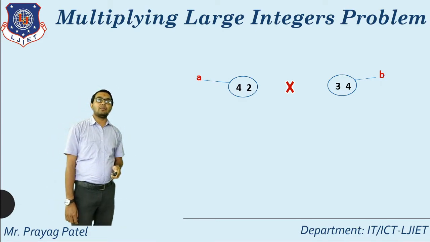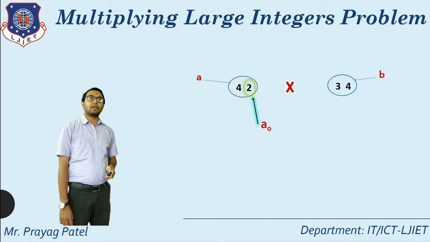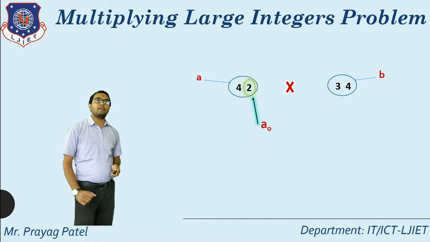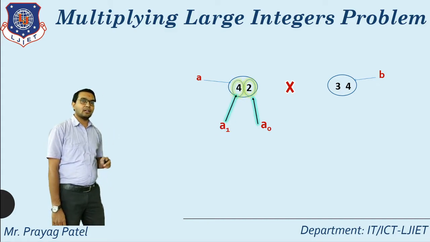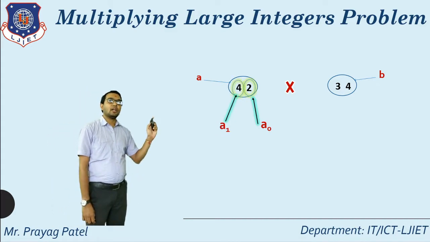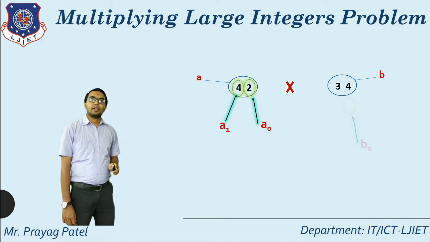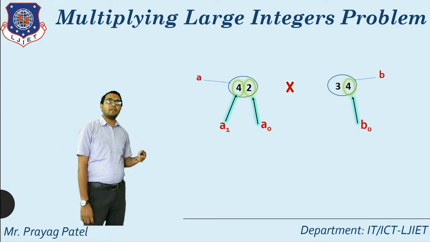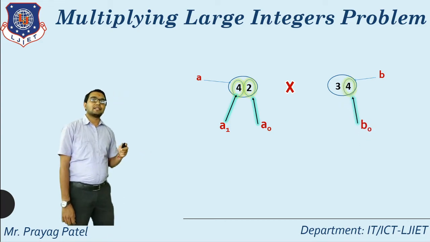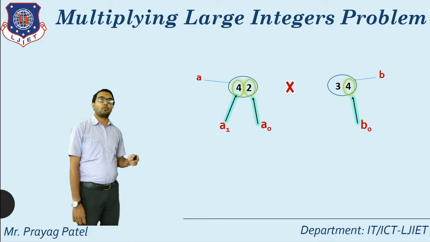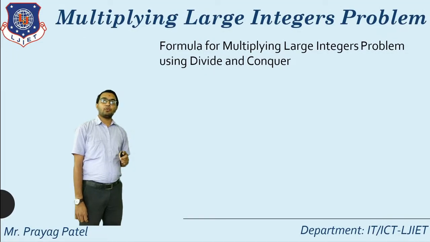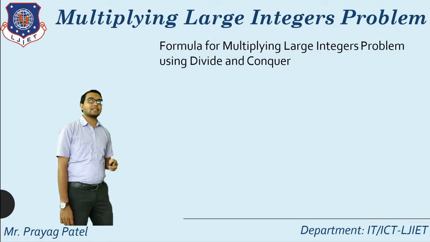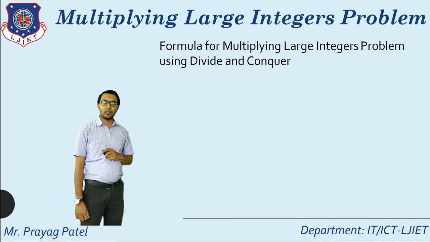First, for A and B, we consider A0 and A1 from the given A. Here consider 42 as A, so 2 is A0 and 4 is A1. In the same way, consider B as 34, so B0 equals 4 and B1 equals 3. Now the formula for multiplying large integers using the divide and conquer method.